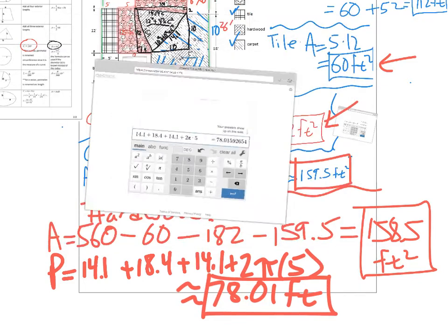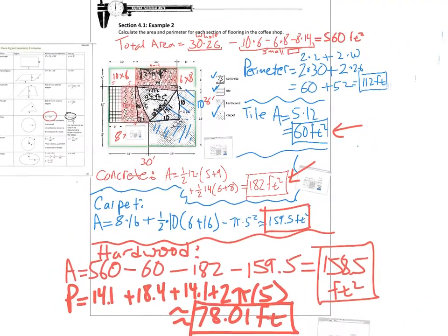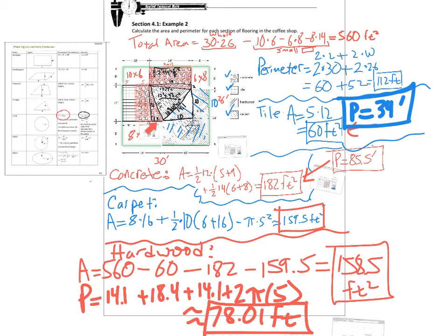All right. So the other ones here, I'm going to let you work them out. Here are some answers. For the tile, we get 34 feet here. Okay. For the concrete, if we add all these up here, we're going to get 85.5 feet.